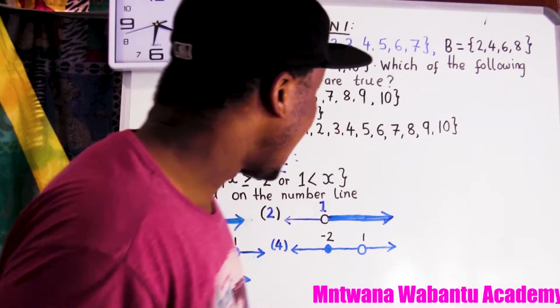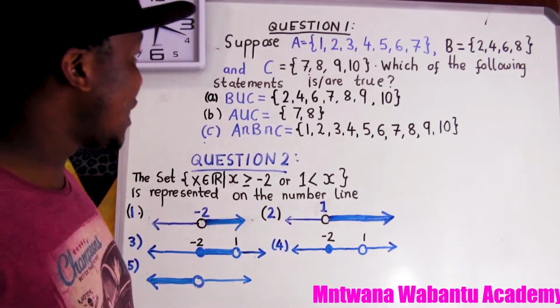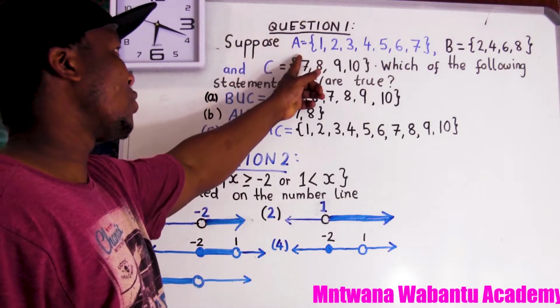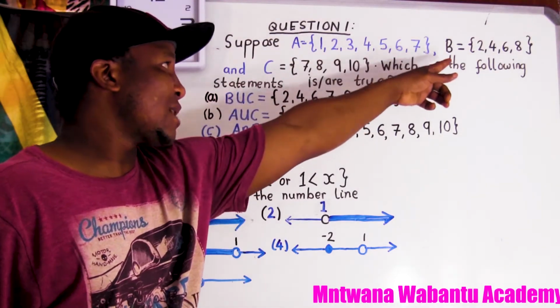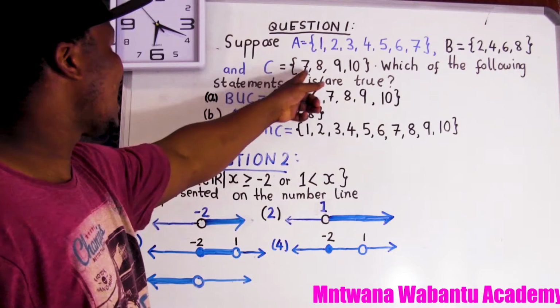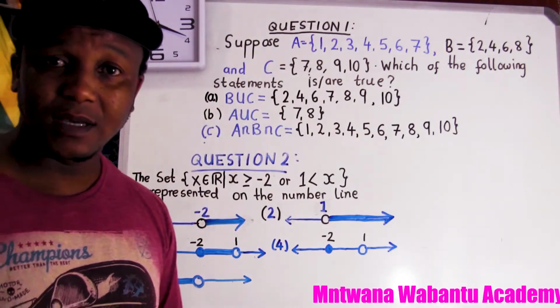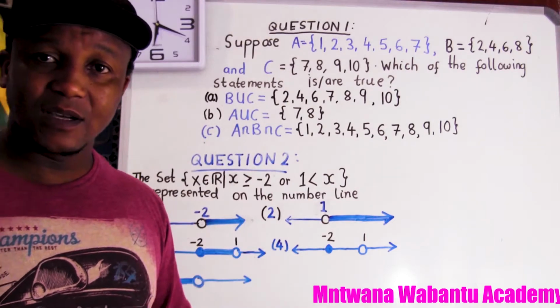Okay, so we have an equation here. They say, suppose you have a set. You can see this is a set of numbers: 1, 2, 3, 4, 5, 6, 7. Same with B, 2 to 8, and C, 7, 8, 9, 10. So now they say, which of the following statements is true.